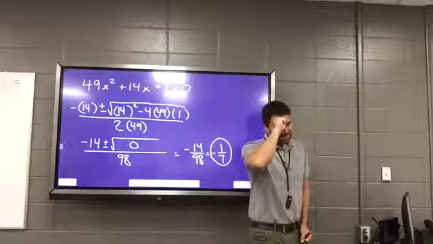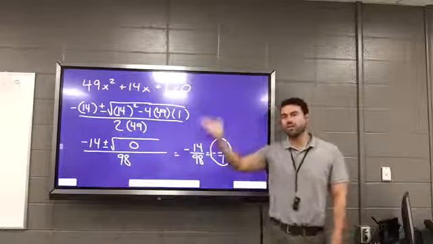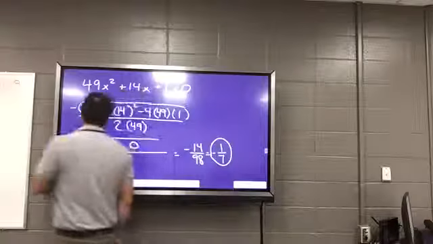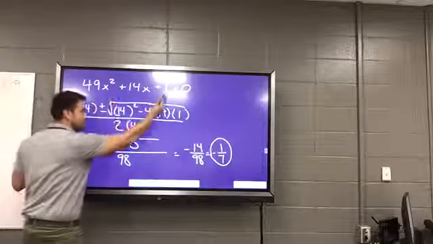And even cooler than that, this is a perfect square trinomial.